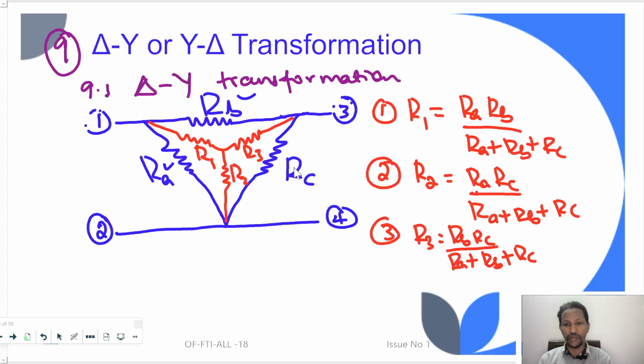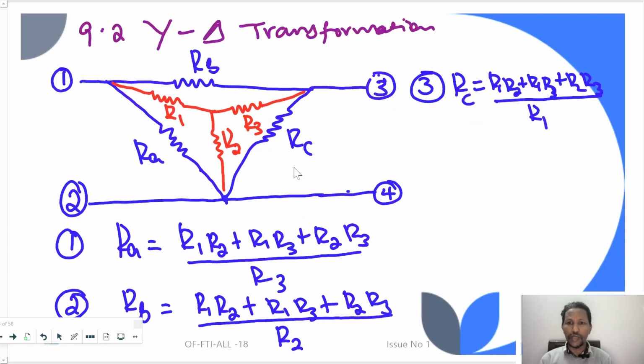R2 is covered by RA and RC, so R2 will be given by RA times RC over RA plus RB plus RC, and R3 will be given by the product of RB and RC, because R3 is covered by RB and RC. Next, for the Y delta transformation, we have the Y network and we are going to determine the delta network.